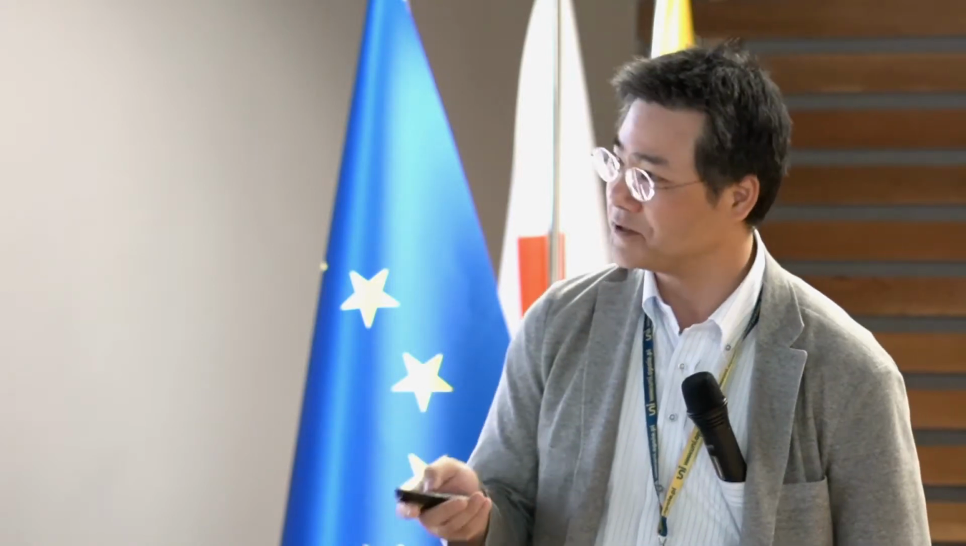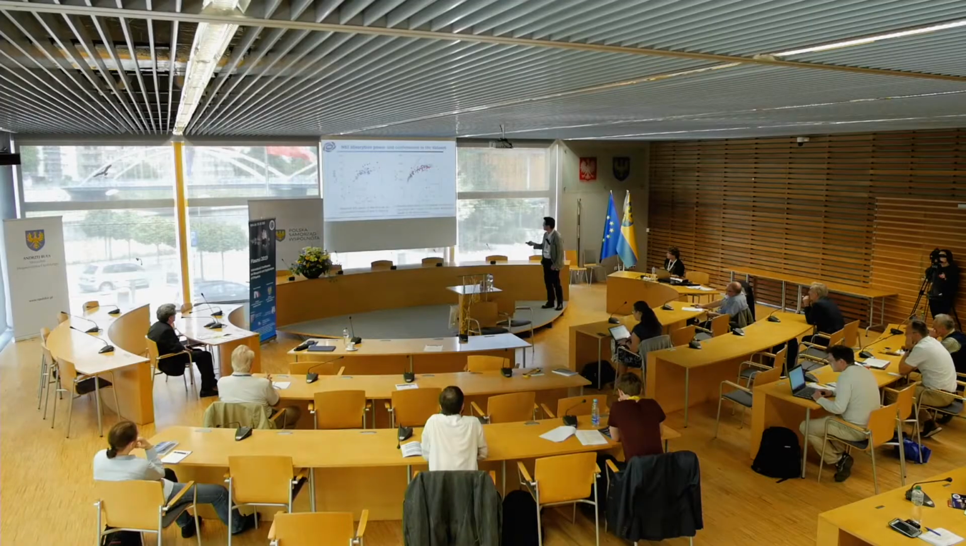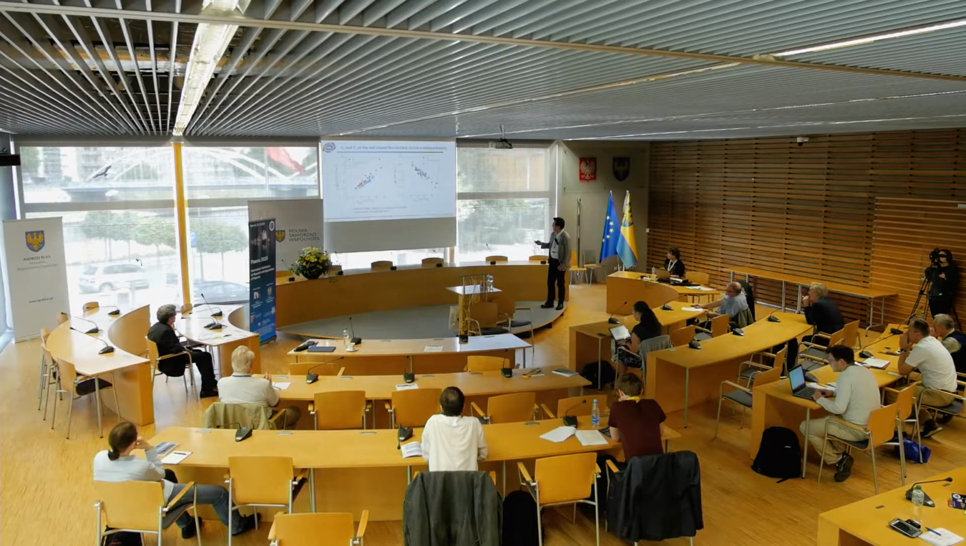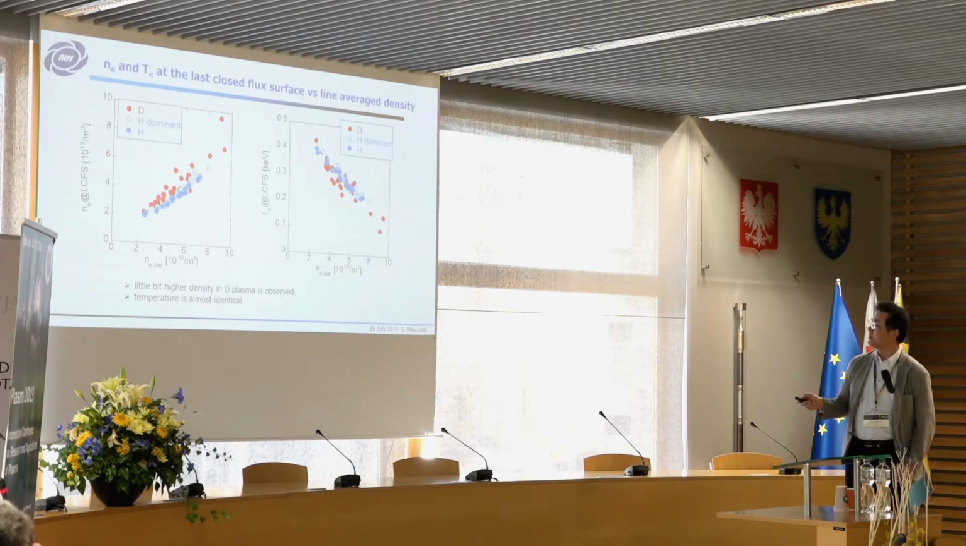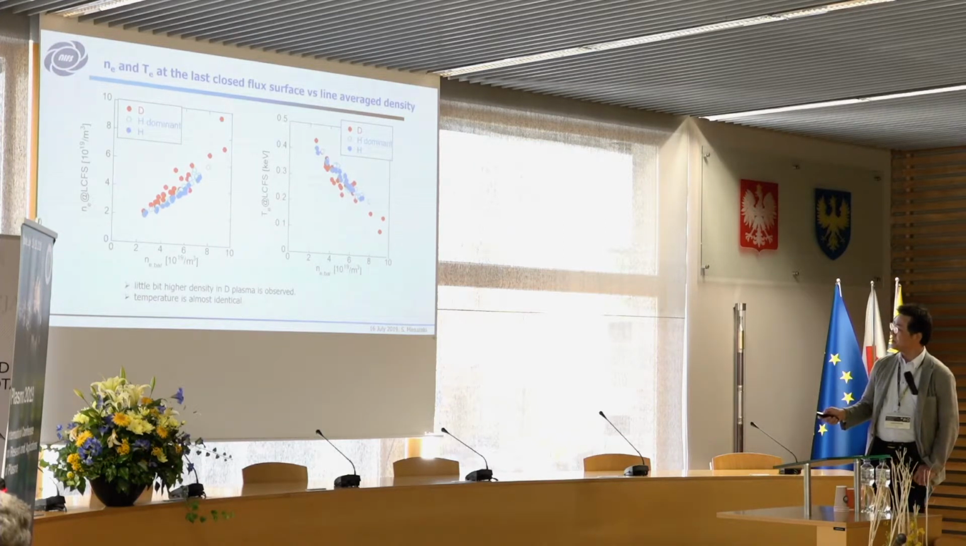So no difference between hydrogen and deuterium. This is consistent with the previous scaling. When scaled by operational parameters, the mass dependence is not clear. And this is the last closed flux surface density and temperature for deuterium, hydrogen, and DH mixture plasmas. A little bit higher density in deuterium plasma is observed, but the temperature is almost the same.